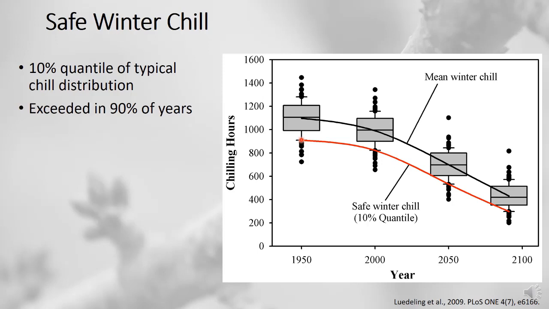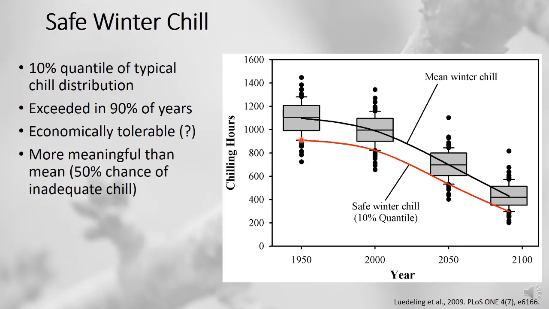Yeah, so this level of chill is exceeded in 90% of years, and I think this is probably economically tolerable. It certainly is more meaningful than this mean, which, as I said, would require a 50% chance of inadequate chill, which is really not desirable.